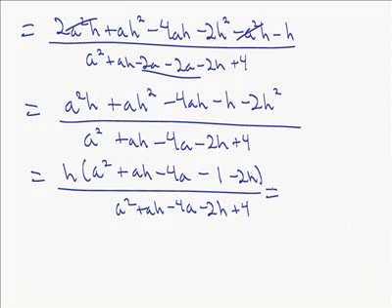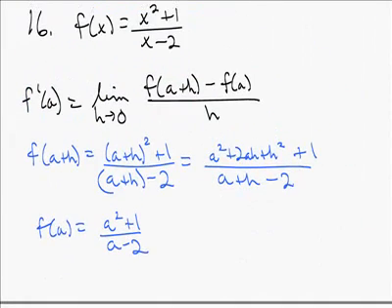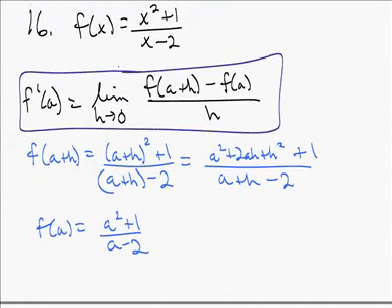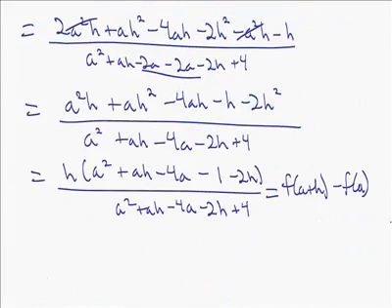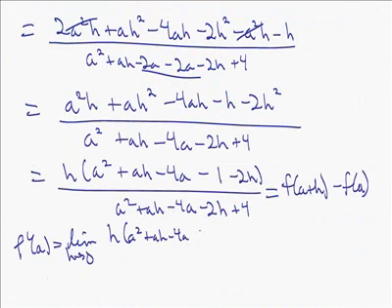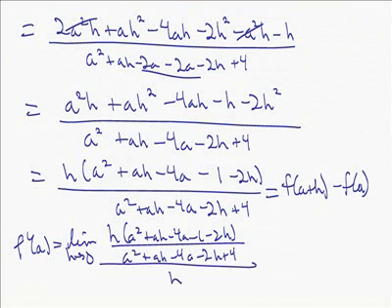plus 4. Now again, what was this equal to? This is equal to f of a plus h minus f of a. This was just the numerator part of our limit. We haven't taken the limit yet, but don't worry, it gets very easy from here. So we found this numerator part and simplified that, pulled that out. So now we're ready to take f prime of a, which is equal to the limit as h approaches 0 of this difference, which is h times a squared plus ah minus 4a minus 1 minus 2h, all divided by a squared plus ah minus 4a minus 2h plus 4, all over h.